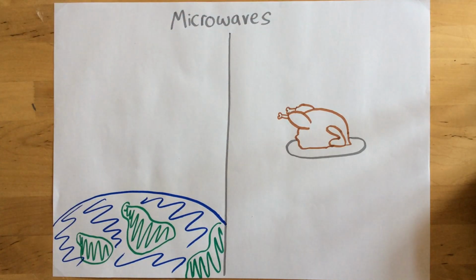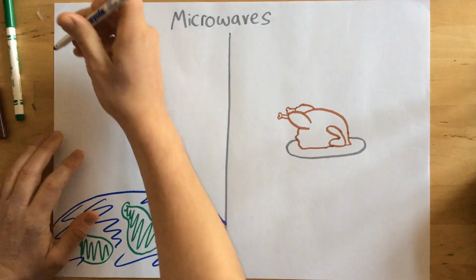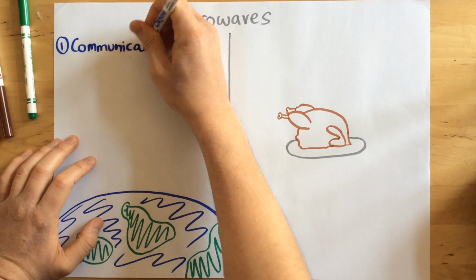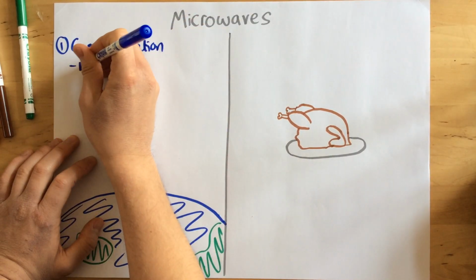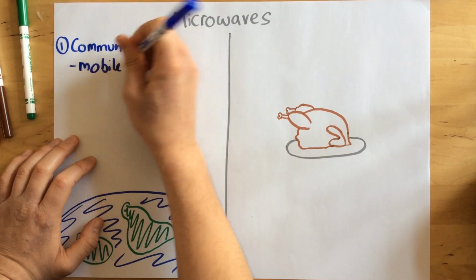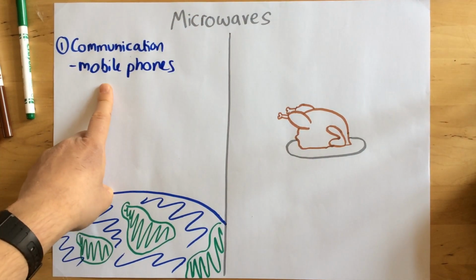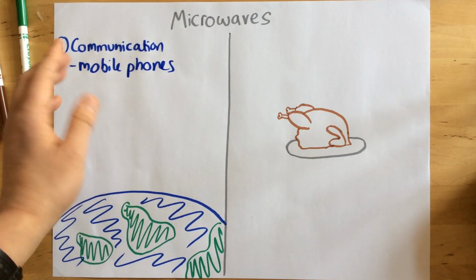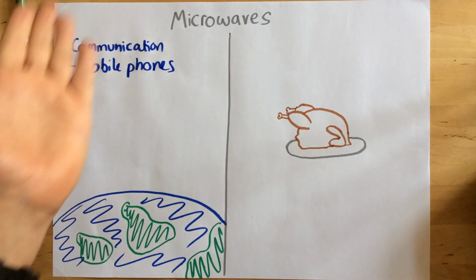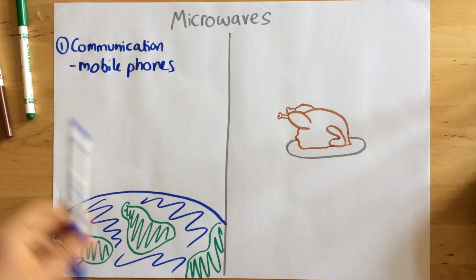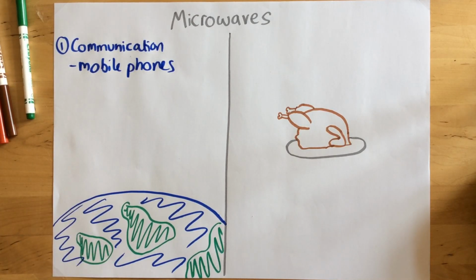So let's have a look at the main two uses of microwaves. Now the first one is communication. So you may not know that actually your mobile phones use microwaves to transfer information. So your mobile phones send microwaves to mobile telephone masts, which then send information to other phones. They can also be used in order to have communication to and from satellites.